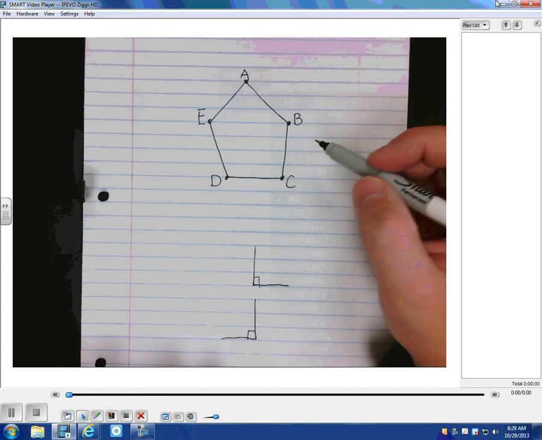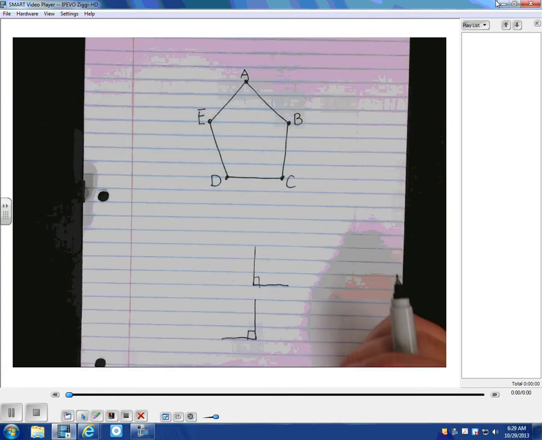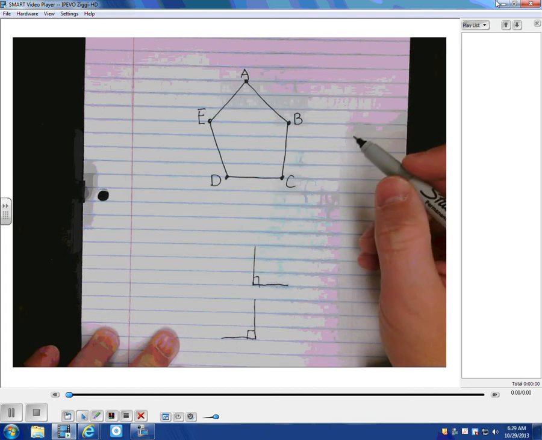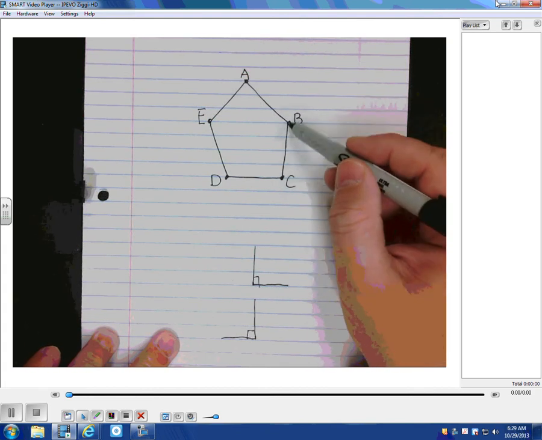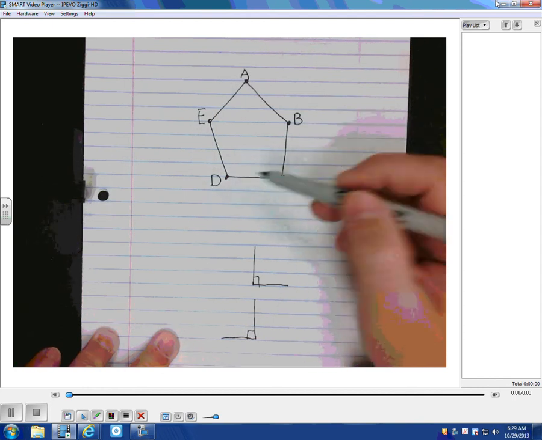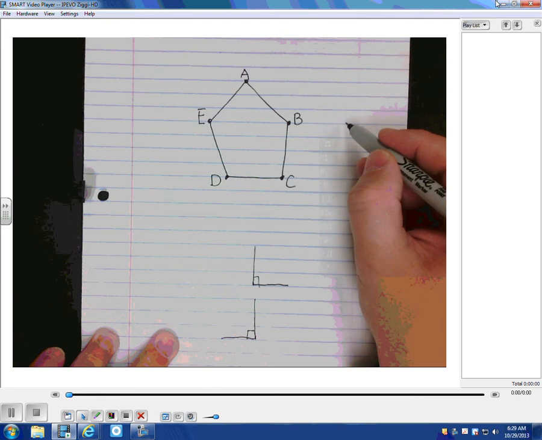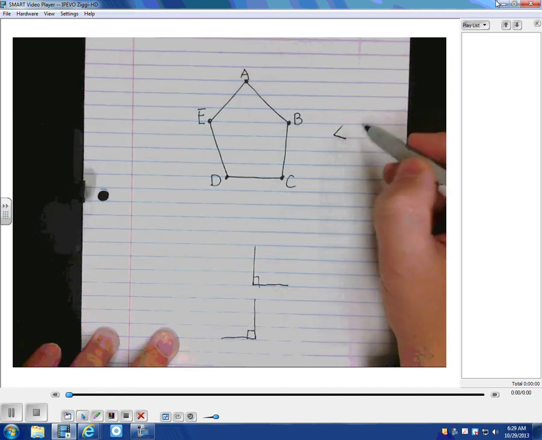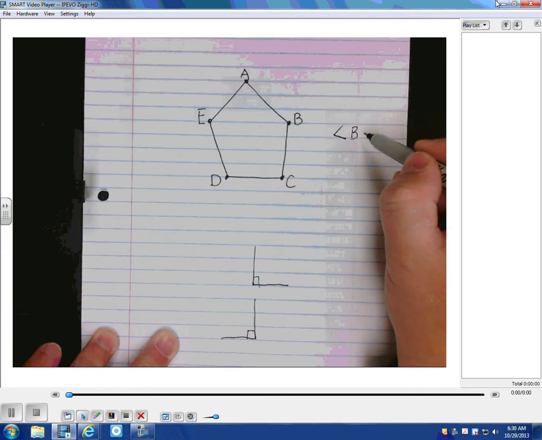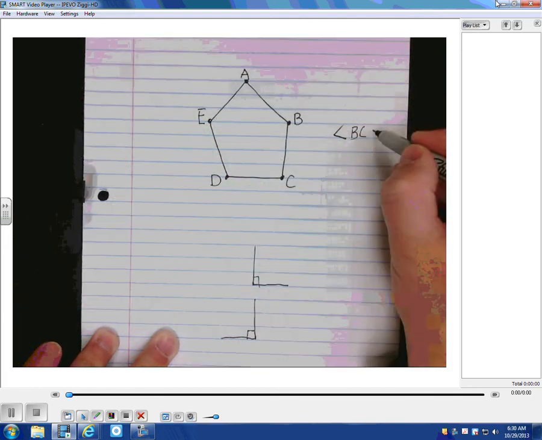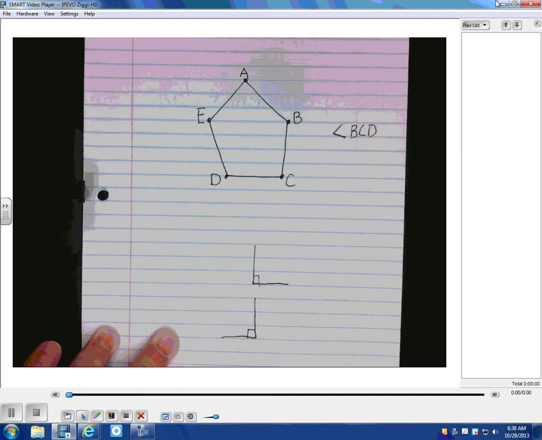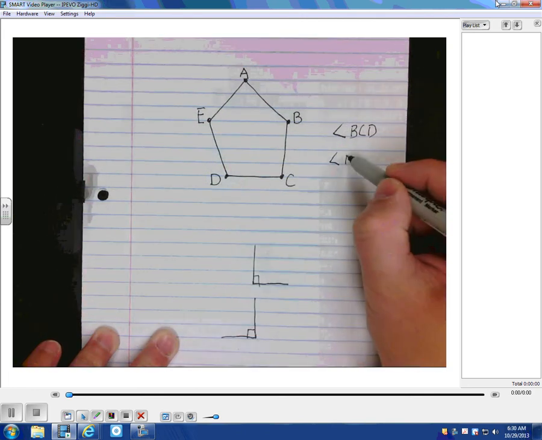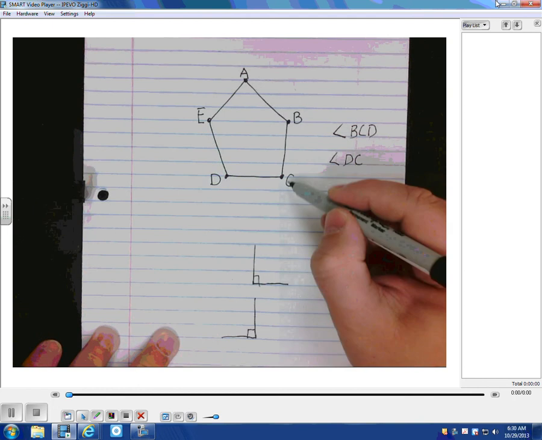Okay, so the question is, they want us to name the right angle. Now we can do this in several different ways. So we'll go through each one, because it may be a while since you've seen this. I know this is my right angle. The first way, and this is important that you label it correctly, is angle B, C, D. I could do it that way. Or I can go the opposite way: angle D, C, B.